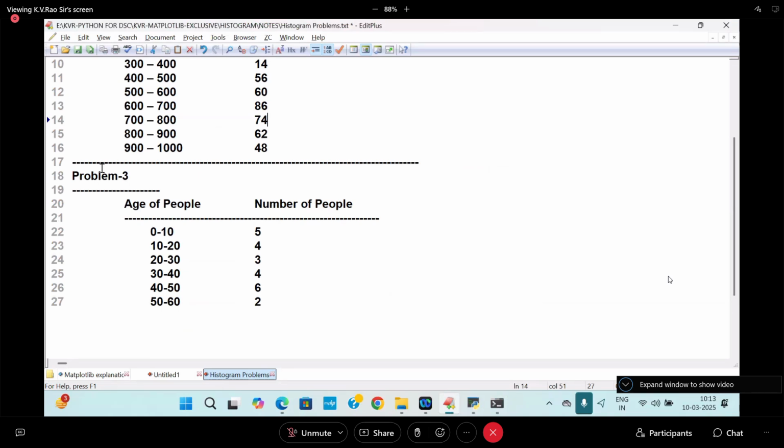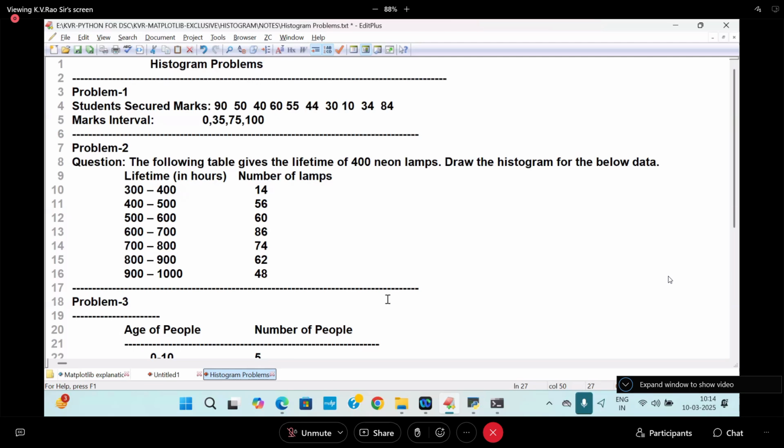Next, one more thing you take. What is this now? Another one. Age of the people: 0 to 10 years, number of people how many? 5. 10 to 20? 4. 20 to 30? So like that I am having something like this. Are you able to follow? This comes under which type of frequencies? Class intervals versus frequencies. That time I'll go for what? Histogram. Able to follow? Easy.